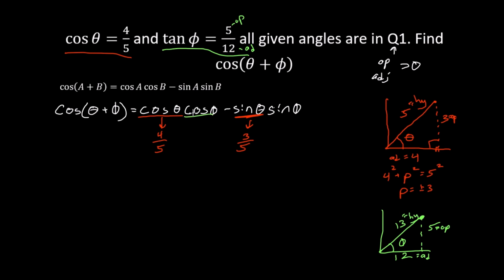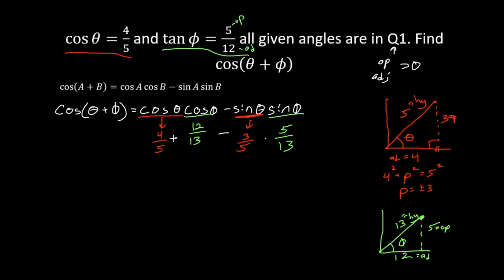Cosine of my angle is going to be adjacent, 12, over hypotenuse, 13, and my sine of the angle is going to be opposite, 5, over hypotenuse, 13. So we've got all the pieces to this puzzle. We've just got to use the arithmetic to actually solve it. So let's go through and start simplifying.